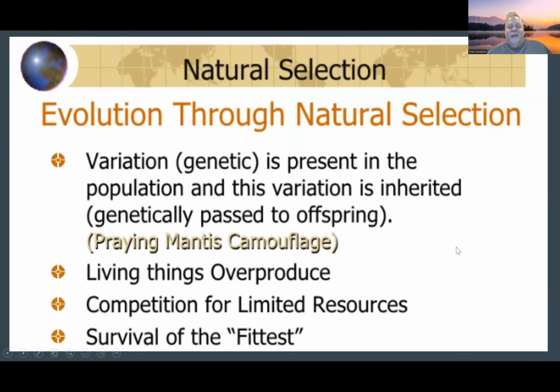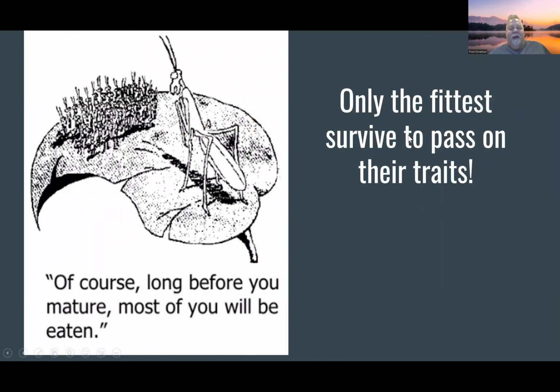Now, the idea here is that as Malthus said, living things overproduce. And so Charles Darwin said that's true of animals as well. They overproduce. And so you have competition for the limited resources that there are. So they compete for food, they compete for space to live and space to nest, and only the fittest of those survive. What do I mean by fittest? Well, whatever trait they happen to have that helps them to survive, they're the ones that are going to survive. So only the fittest survive, and they are the ones that pass on their traits to the offspring.